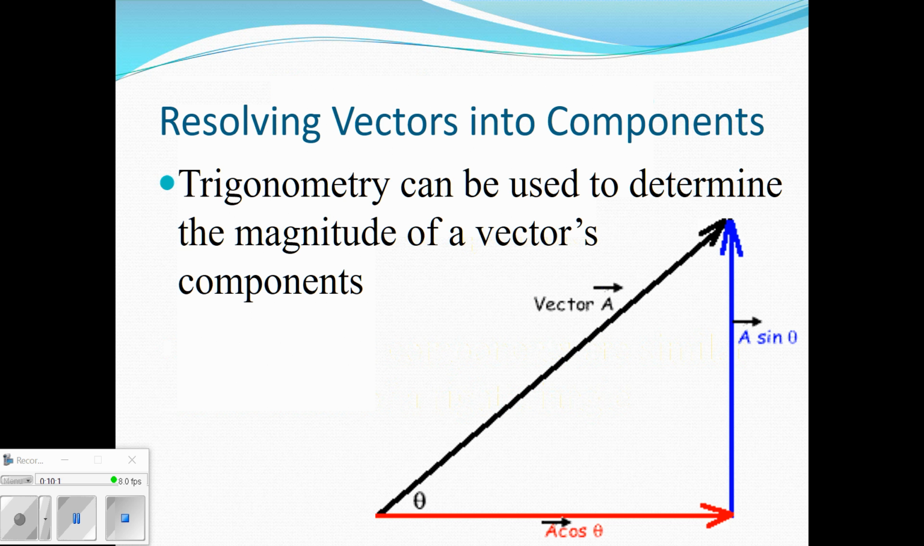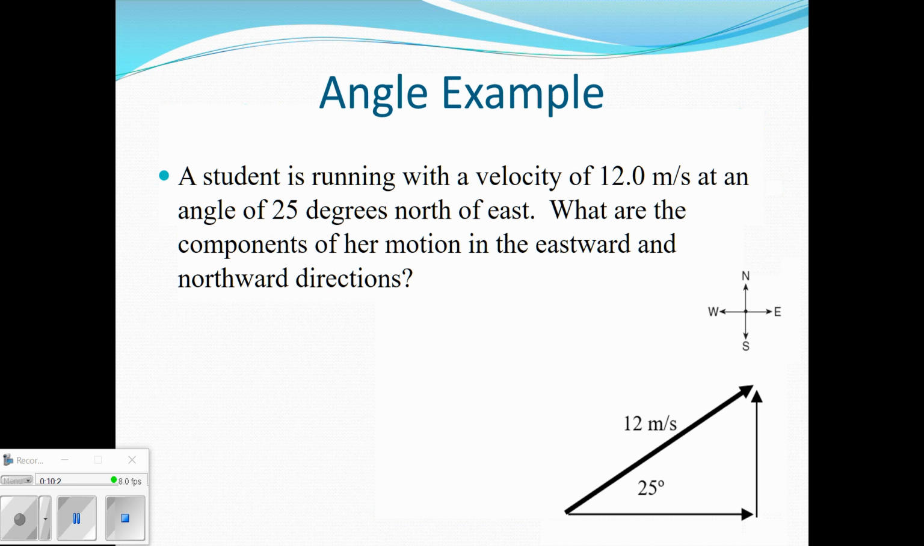So here I've shown you just the right triangle. We're going to start with vector A, a generic vector, and find out what the components are in the two perpendicular sides. We're going to do that with this example. A student is running with a velocity of 12 meters per second at an angle of 25 degrees north of east, and you can see this in the vector diagram below. I want to find the components of her motion in the eastward and northward directions.